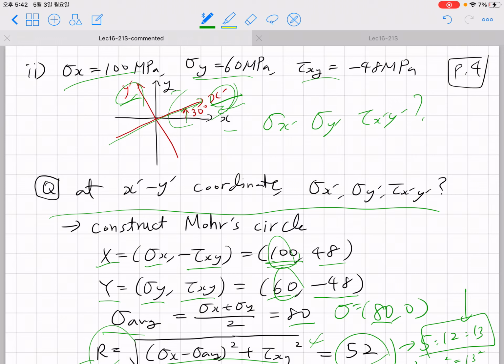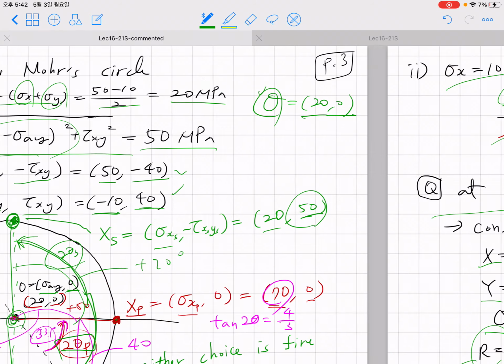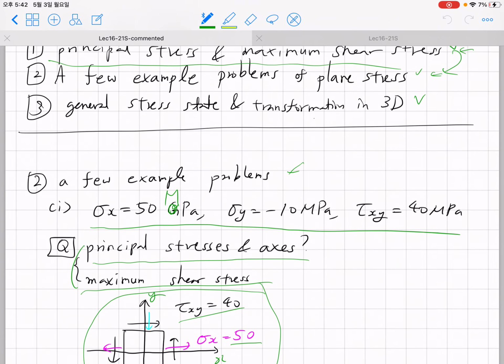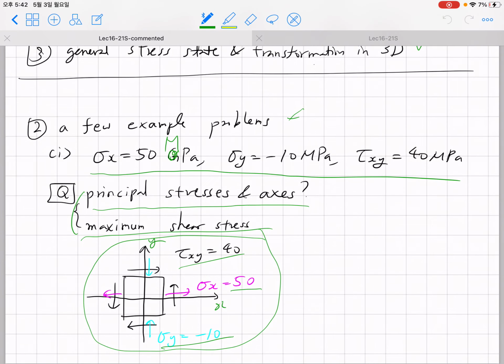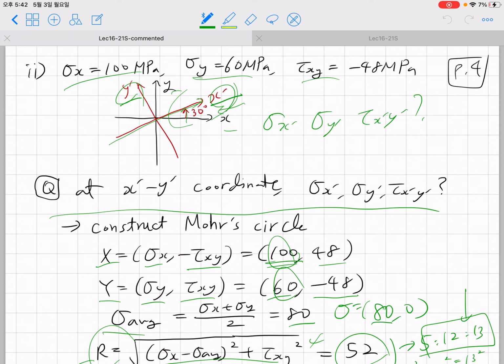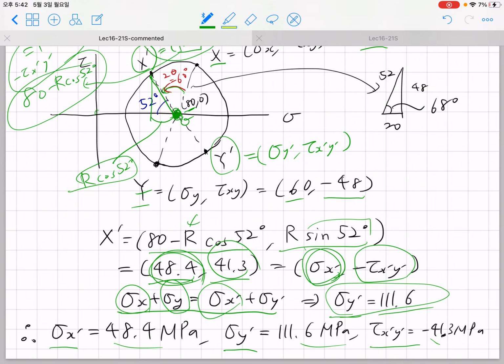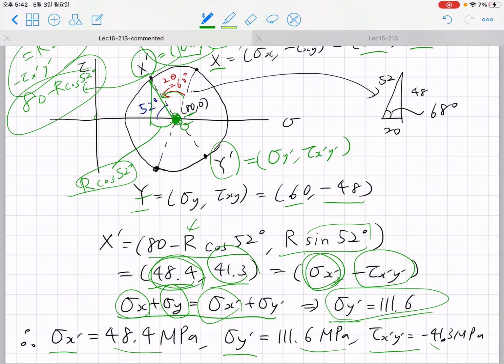Okay, so with that, I gave you two typical example problems you're gonna see in homework and the final exam. The problems typically ask either principal stress and maximum shear stress, or they give you a rotated coordinate system, and given this rotated coordinate system, they ask you what the stress component readings are. Okay, so with that, let me finish the video lecture for the second topic of today.